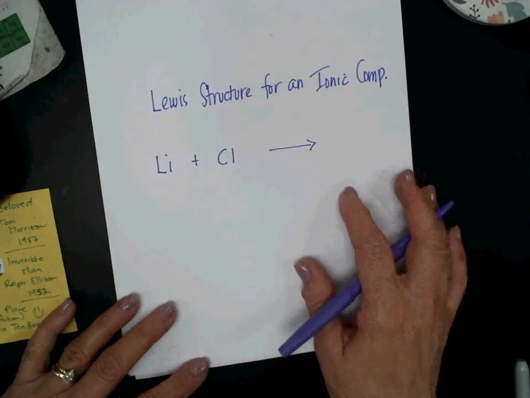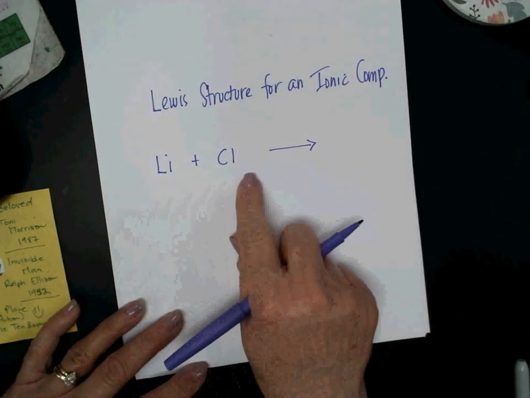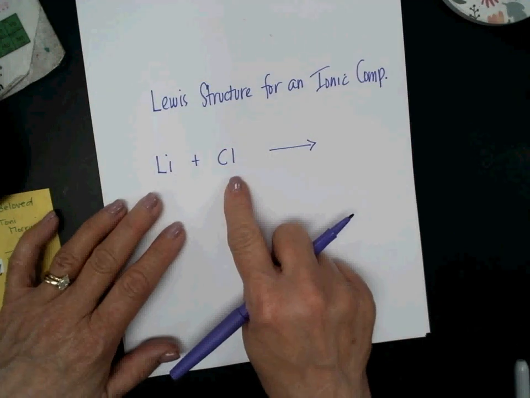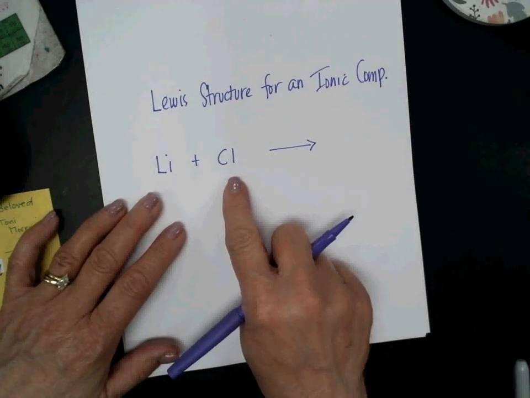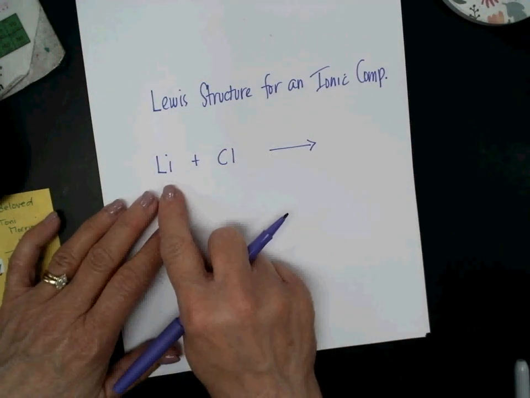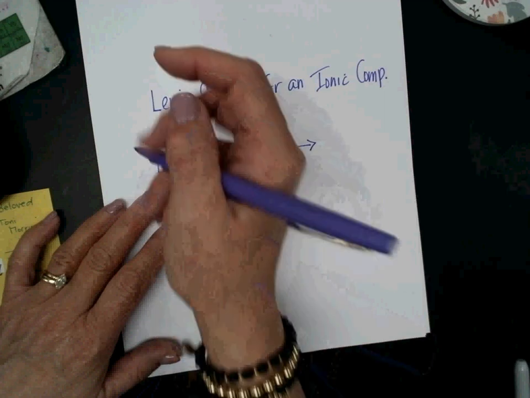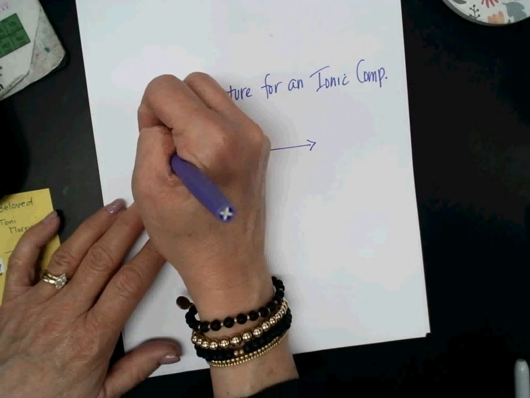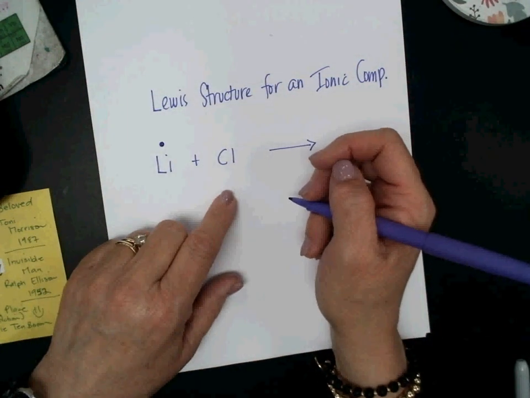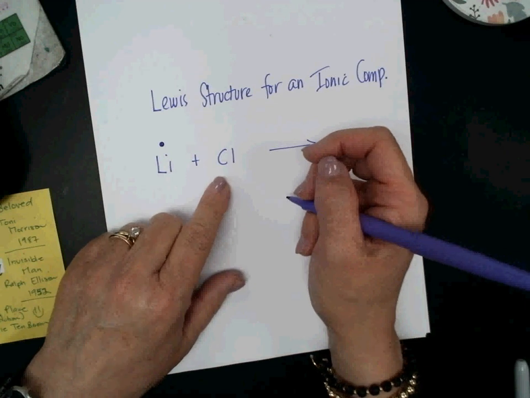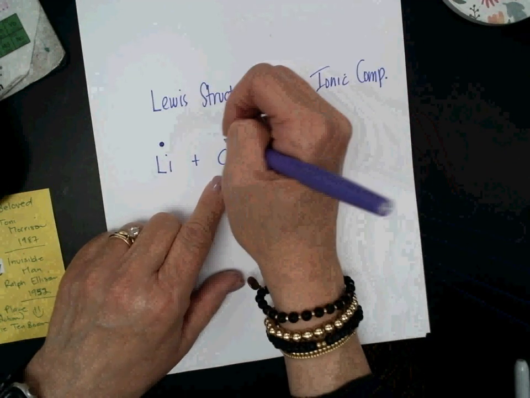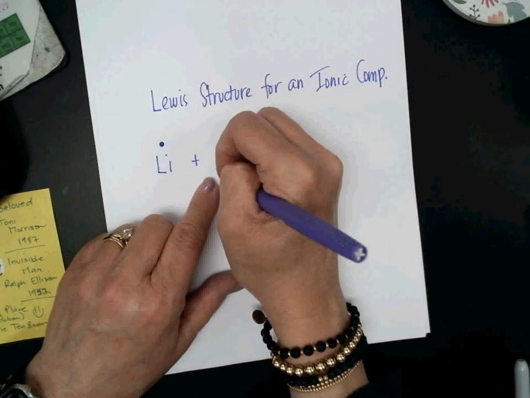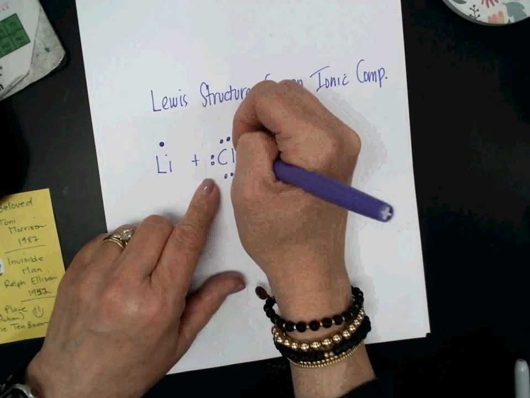The way that I show this is pretty similar to what we did with covalent, but I think about how many electrons they have in their outer shell, and I have to show them. Lithium has how many electrons in its outer shell, Jocelyn? One. Good. So I put 1 right here. And Austin, how many does chlorine have in its outer shell? 7. So I'm going to show those.